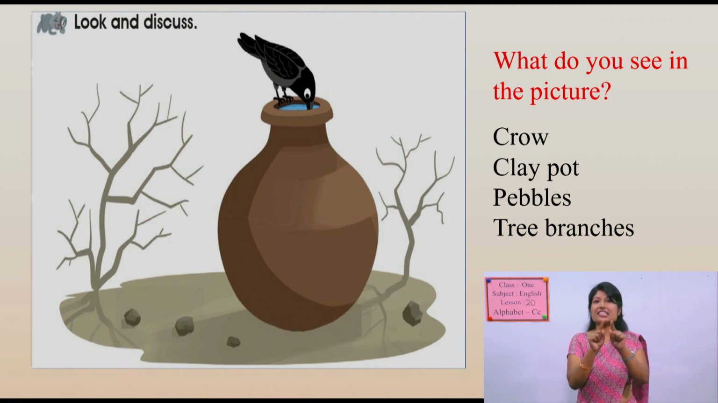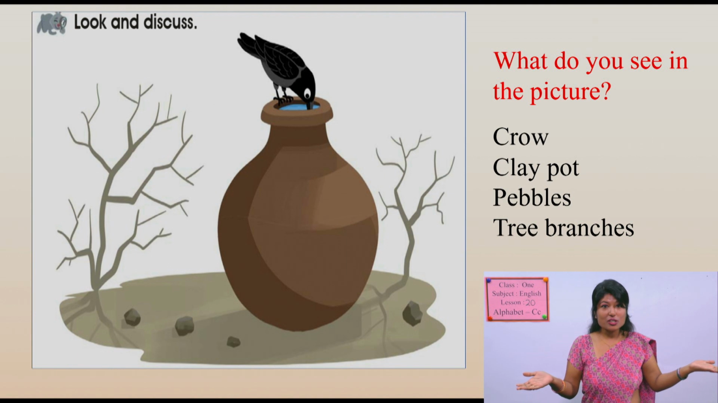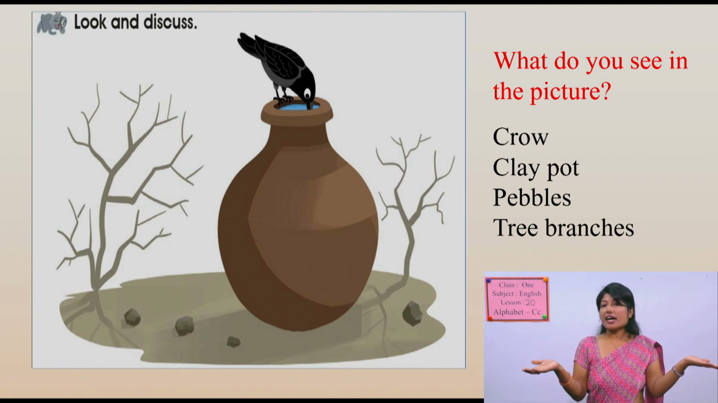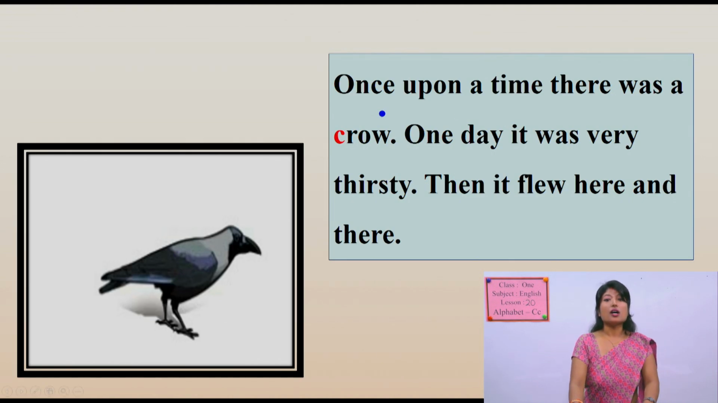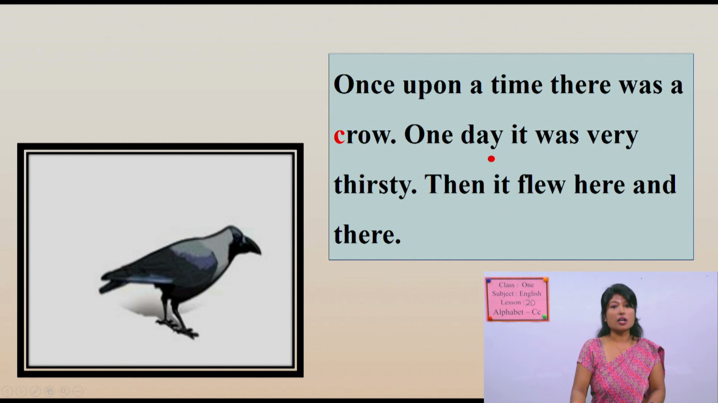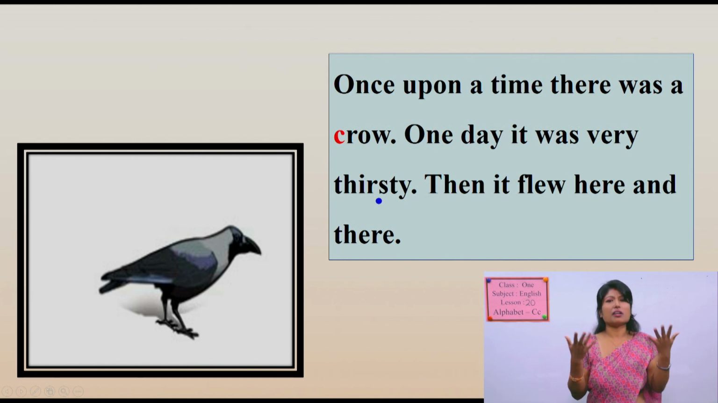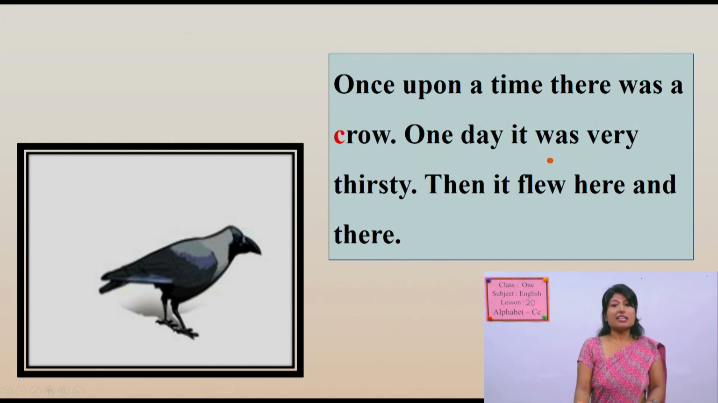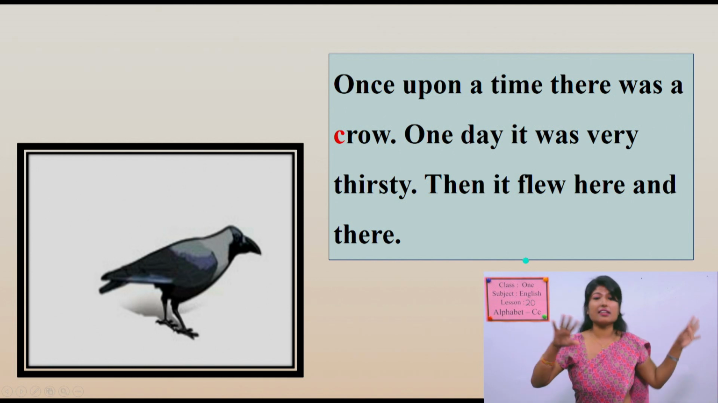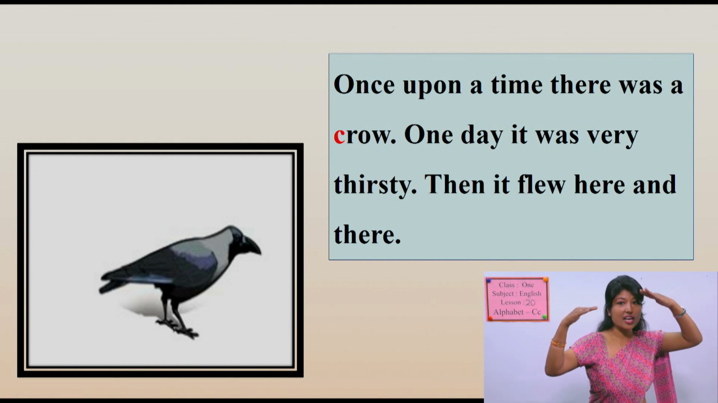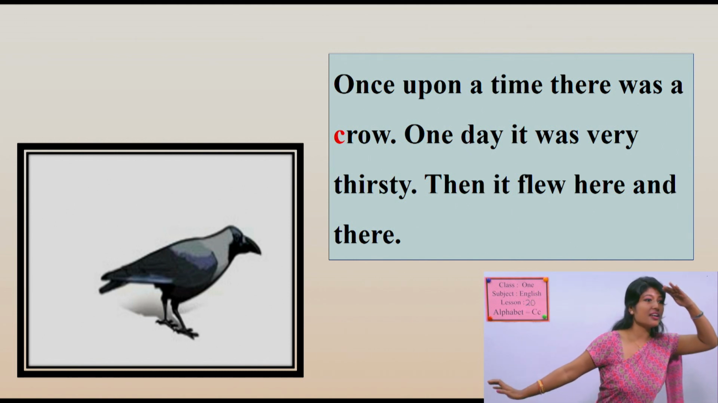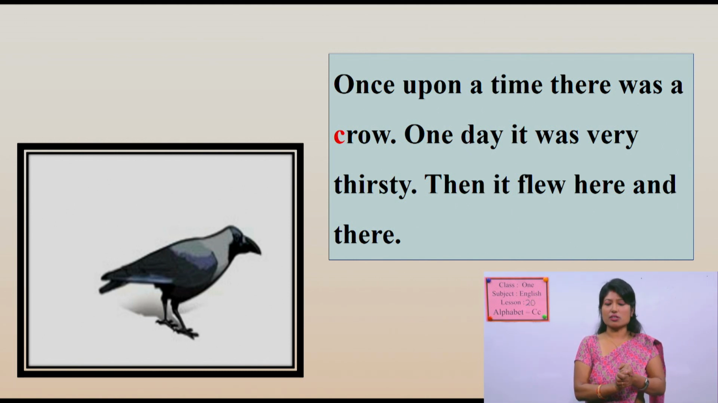And this picture tells you a story. Can you guess what story it is? Some of you might have already heard it, but some of you may not have. Okay, now listen to this story. Here it is. Once upon a time, there was a crow. One day, it was very thirsty and wanted to drink water. Then it flew here and there, looking for water. It looked here, sometimes there, but it could not find water.